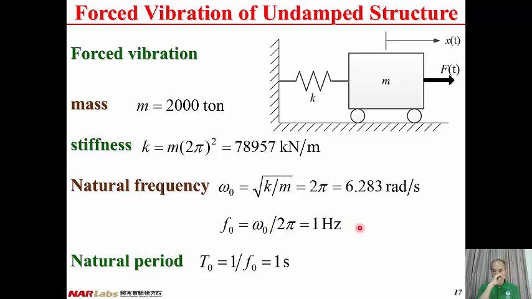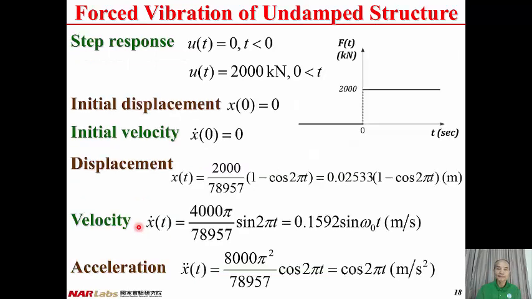That is 1 cycle per second. Taking the reciprocal of the frequency, we get the natural period T0 equal to 1 divided by f0, which is 1 second. Let's consider the first external force, a unit step force amplified by 2,000. Therefore, F(t) equals 0 when t is negative, and F(t) equals 2,000 kilonewton when t is positive. There are two initial conditions: initial displacement x(0) equals 0 and initial velocity x dot of 0 equals 0.